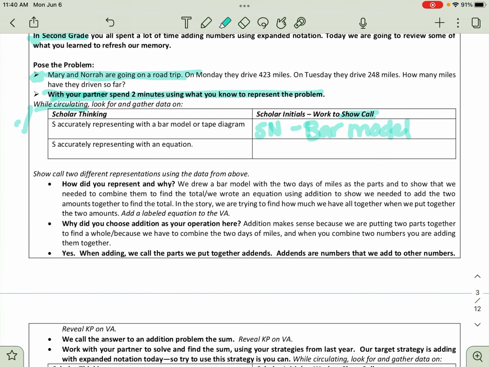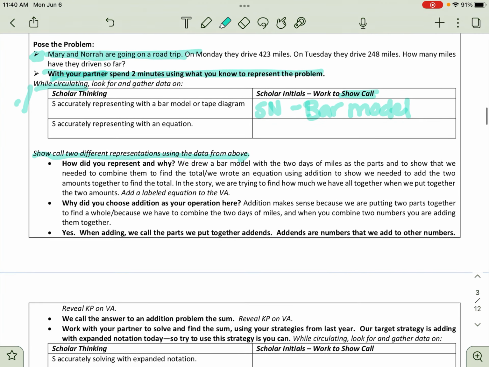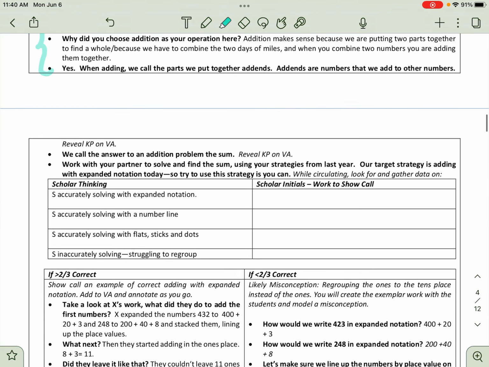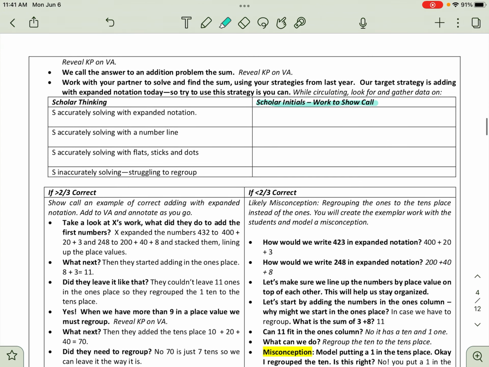And then it gives you the details to show call two different representations. And when you're doing that, let's say we're confused about why we need to do that, it gives you the reasoning here. We get further into the work. Again, this is the actual execution of the lesson. We have more of those scholar initials and show calls because teachers are in the classroom doing laps, and those laps are to monitor different aspects of the instruction. And I'll talk more about that in a moment.